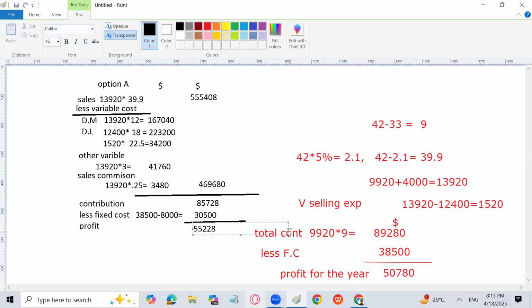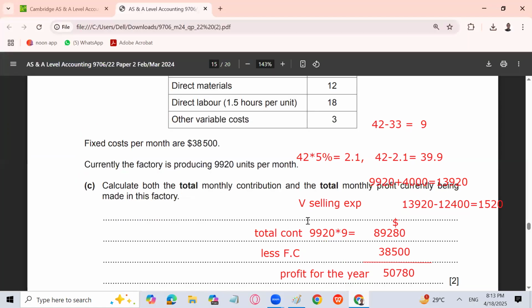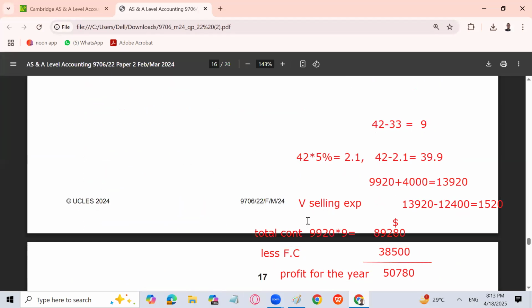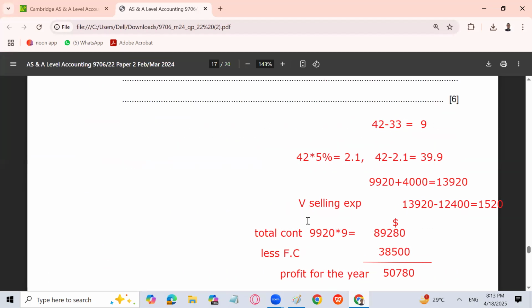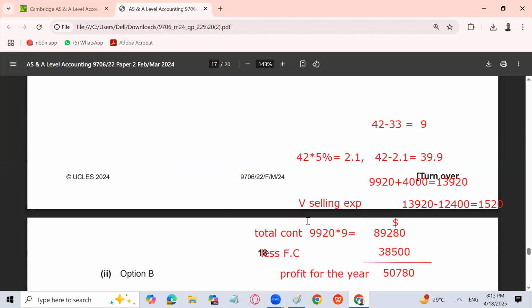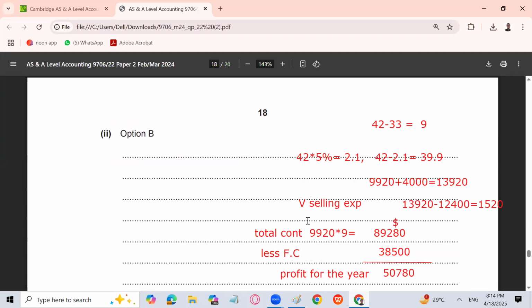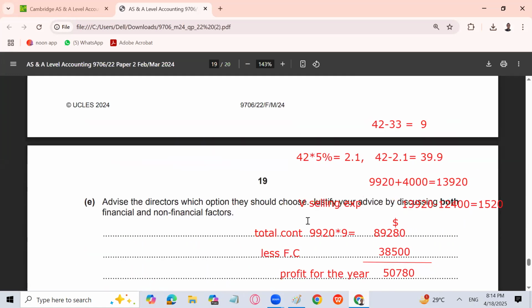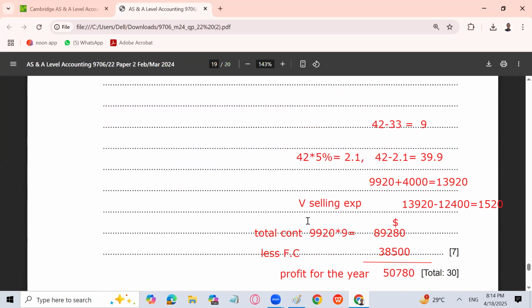In option A. Now let's discuss option B, because he wanted us to find the profit for the year for option B also in the same manner. And option B has separate data. You can assume that option B is a different, separate question. Then you'll find it easy to understand both the parts.